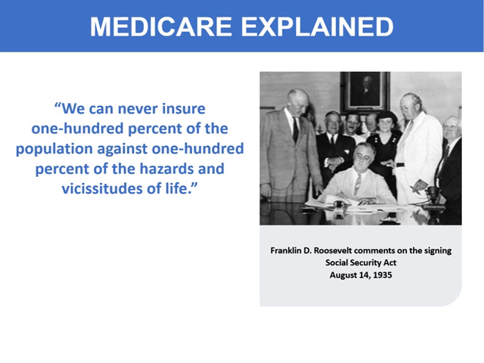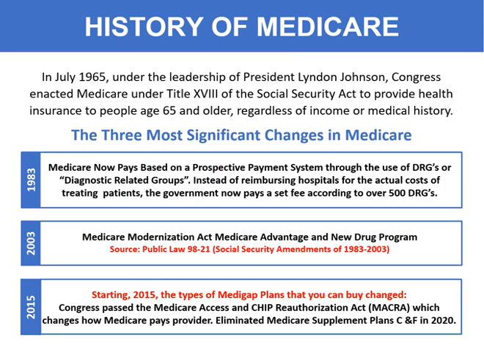So when Medicare was created, FDR was the president that kind of got things going with the Social Security Act in 1935. But basically what he said is we're not going to insure 100% of the population, and of the people we do insure, we're not going to insure 100%. So there's always going to be some cost sharing involved, and it's not for everybody.